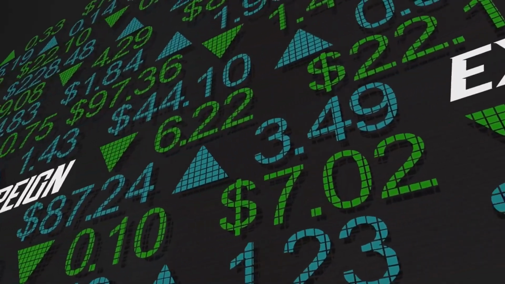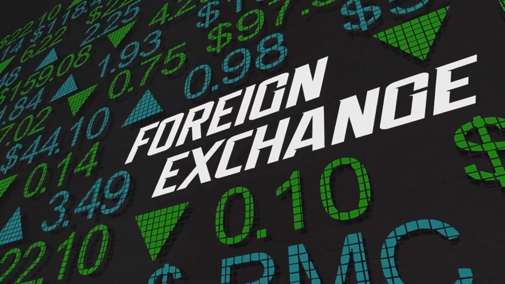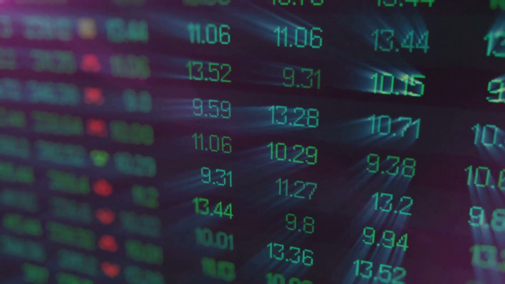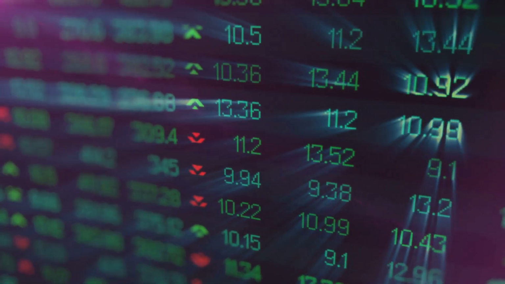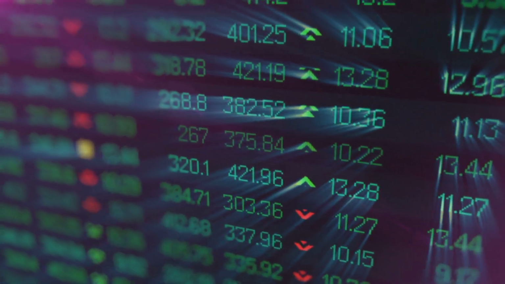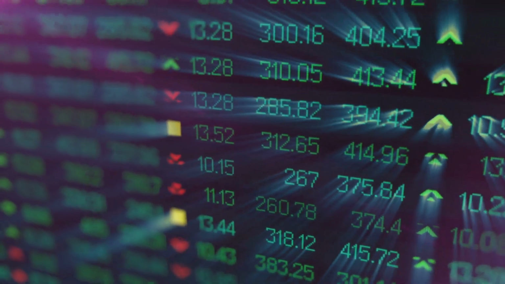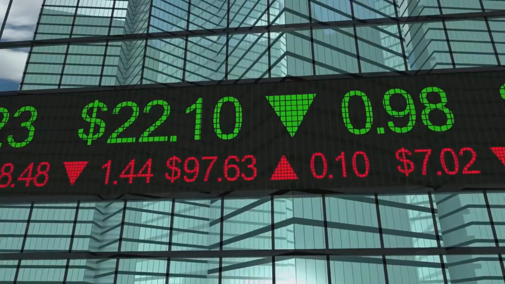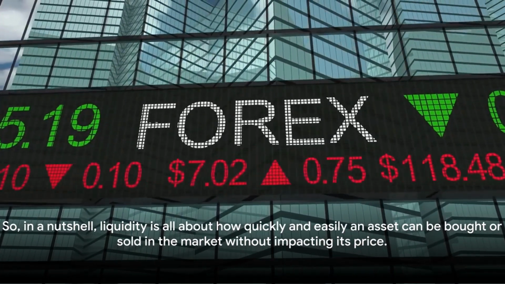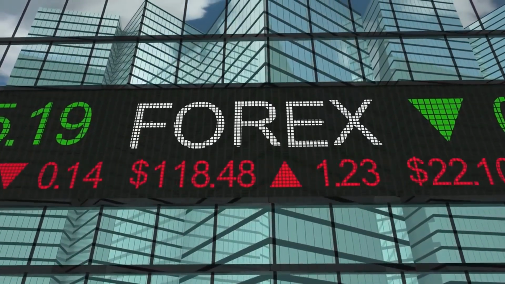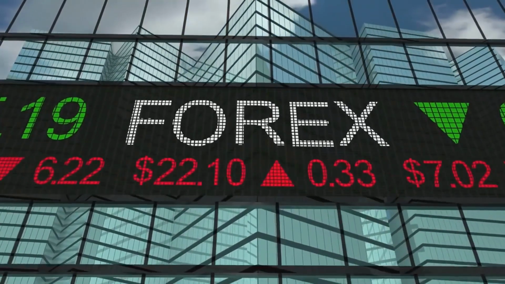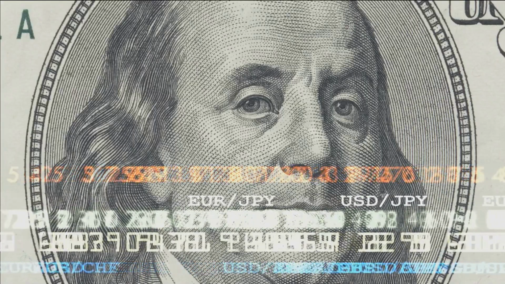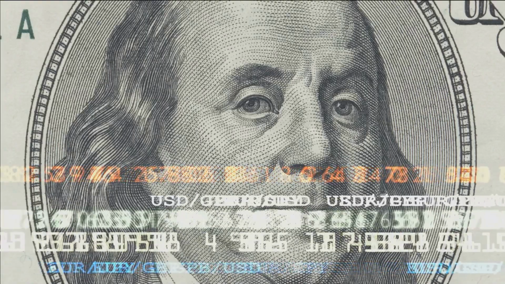Some assets are more liquid than others. For example, large cap stocks and major currencies are typically very liquid. They're traded in high volumes, and you can usually buy or sell these assets quickly and easily. On the other hand, assets like real estate or certain collectibles are considered illiquid. They can take a long time to sell, and you might have to adjust the price significantly to attract a buyer. So, in a nutshell, liquidity is all about how quickly and easily an asset can be bought or sold in the market without impacting its price. Recognizing the liquidity of an asset is crucial in trading, as it can influence your strategy, potential returns, and the level of risk you're willing to take.